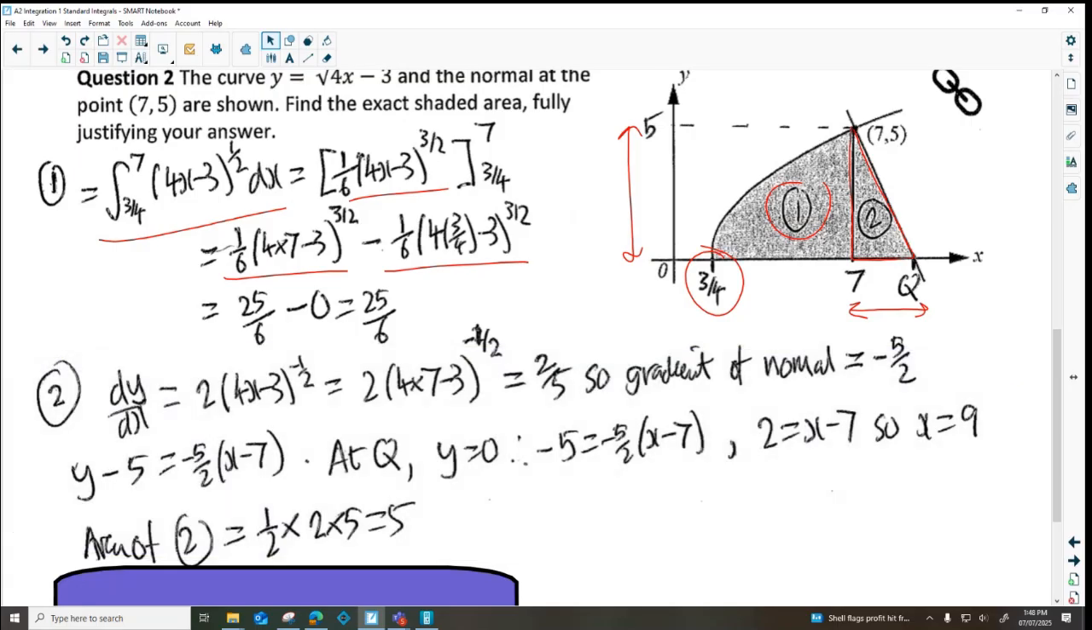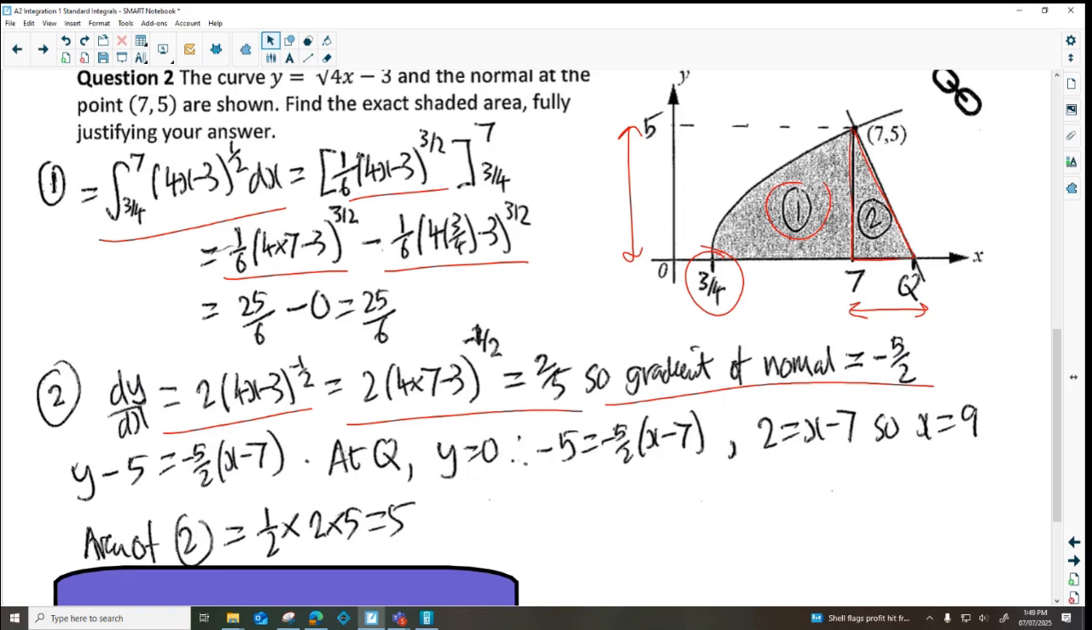So this is a question with a bit of differentiation and integration put in. If you differentiate to get dy by dx, it's the power, which is a half, times the differential of the bracket, which is 4. So that gives me 2 times the bracket with the power reduced by 1: (4x minus 3) to the minus a half. That's what it differentiates to. Sub in x is 7, because at the point on the curve x is 7, and this will give you 2/5. So 2/5 is the gradient of the curve, which is the gradient of the tangent. Therefore, the gradient of the normal is minus 5/2, because it's the negative reciprocal.